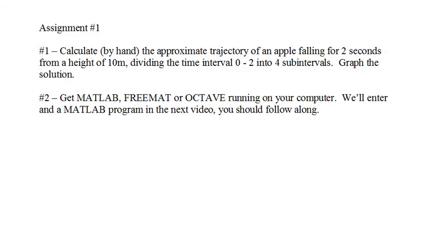The assignments are, number 1, calculate by hand the approximate trajectory for a falling apple for 2 seconds from a height of 10 meters, dividing the time interval of 0 to 2 seconds into 4 subintervals, each of length a half second. Graph the solution. The second assignment is to get MATLAB, FreeMat, or Octave running on your computer. We'll enter a MATLAB program in the next video, and you should follow along.